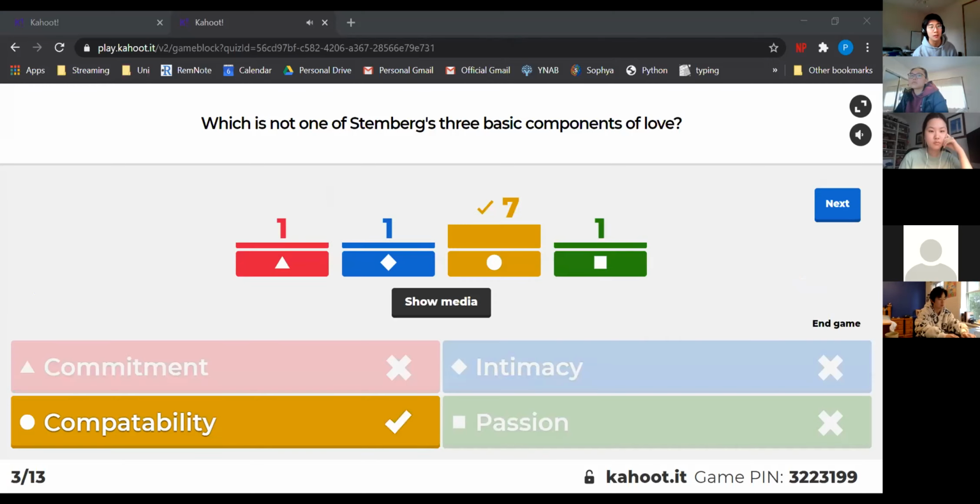Yeah, nice. So compatibility isn't a component of love, whereas commitment, intimacy, and passion are. Longer term relationships have a greater level of commitment, even though they might have a lower level of intimacy and passion. But compatibility is not one of the basic components.